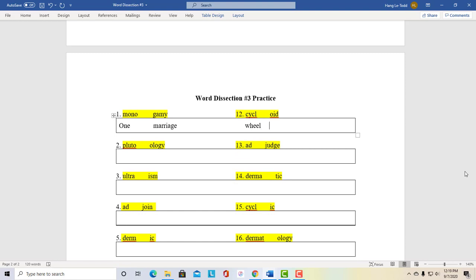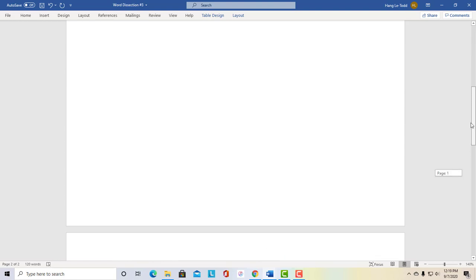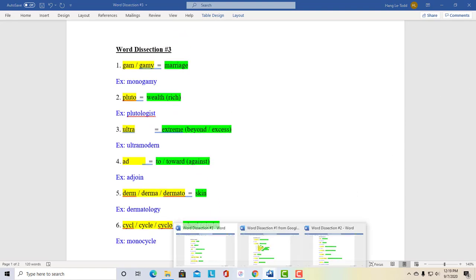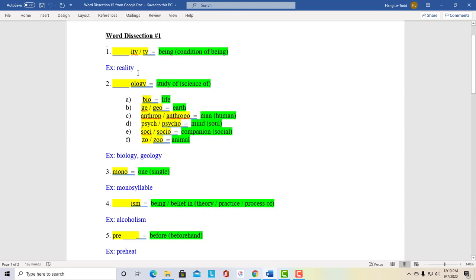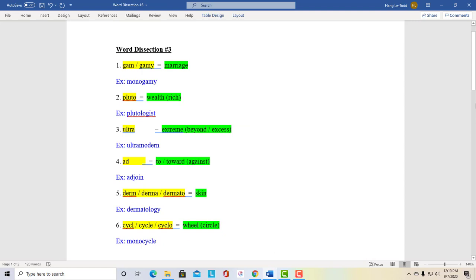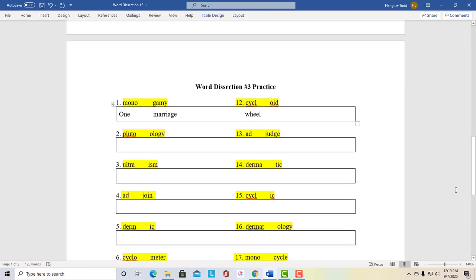Space over to oid. Is that a word from Word Dissection 3? No. Let's check 1. I don't see oid, so it must be in 2, I'm guessing. Yes, as a matter of fact, oid means resembling or like. So going back to the practice, I'm going to type in resembling. So cyclo and oid together would be cycloid, which means resembling a wheel.